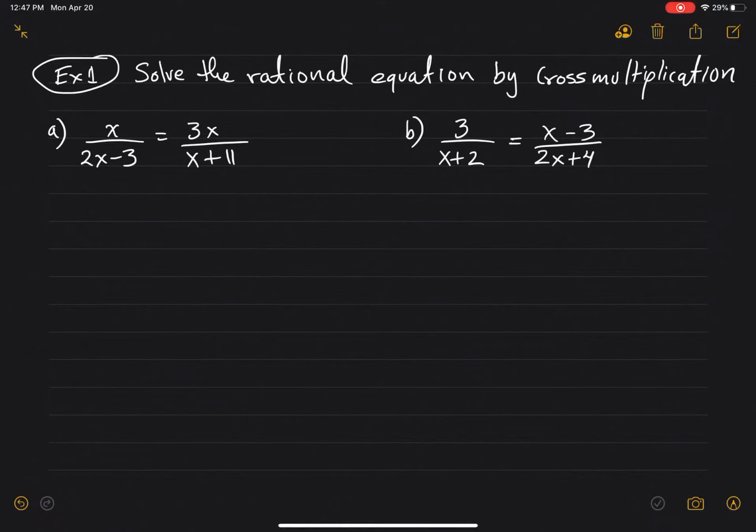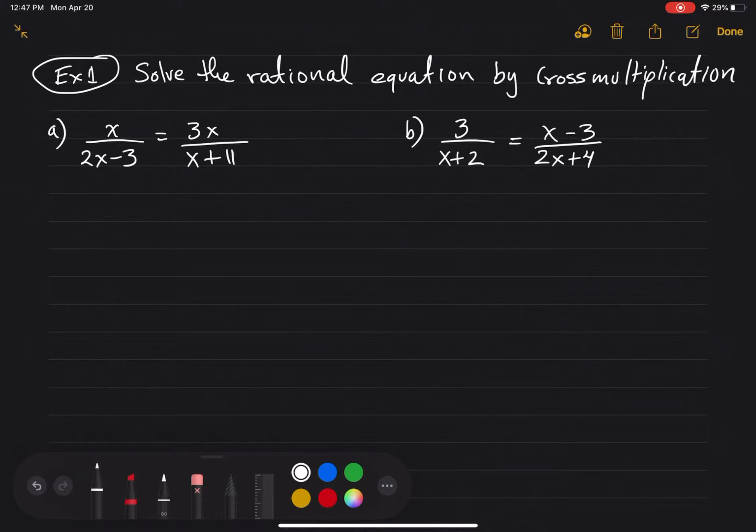To solve rational equations by the cross multiplication method, please remember that you only use it when you have a proportion, when you have one ratio, one fraction on each side of the equal sign. So here's how the cross multiplication method works. We're going to multiply this way, and then we're going to multiply this way.